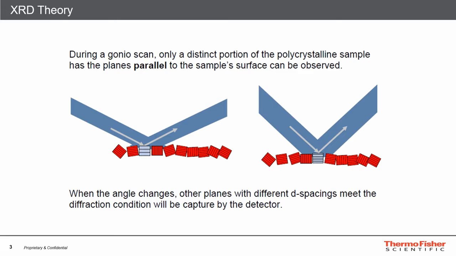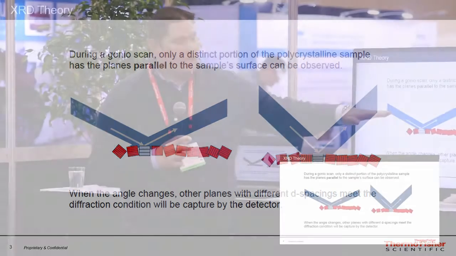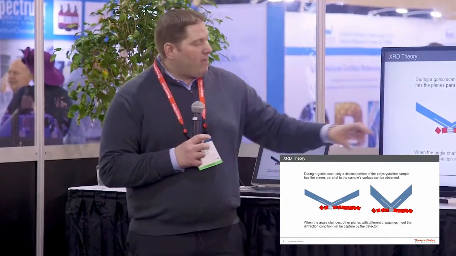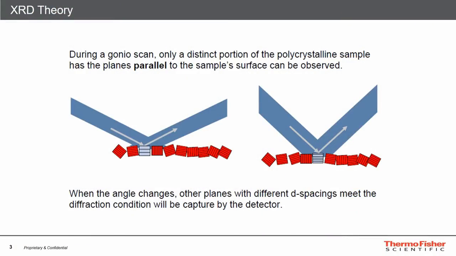Again, what we're doing is using an X-ray source. We come in and strike a crystalline sample and diffract off of different planes inside that crystalline structure. And depending on the spacing of these crystalline structures, we get a pattern.